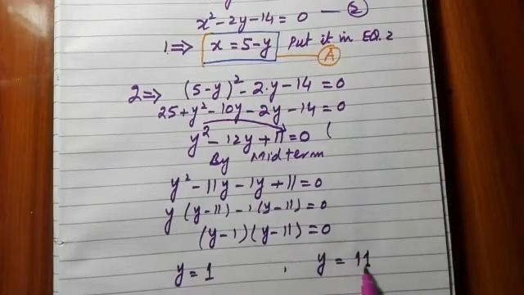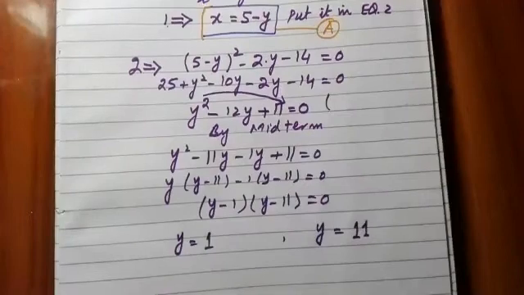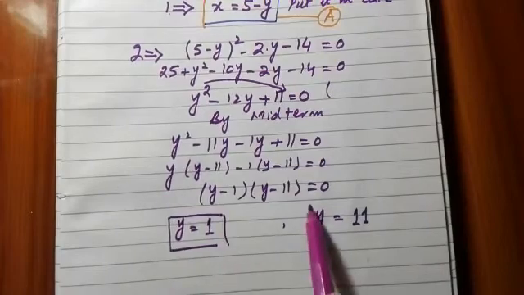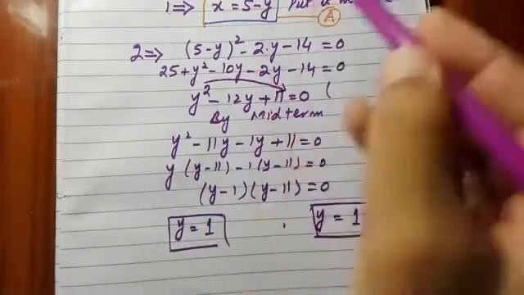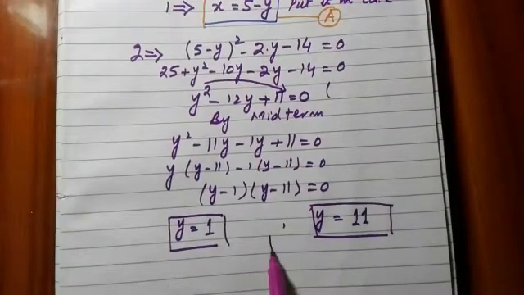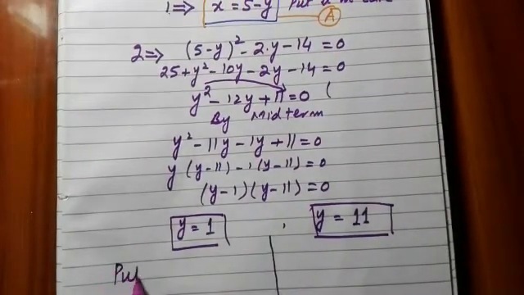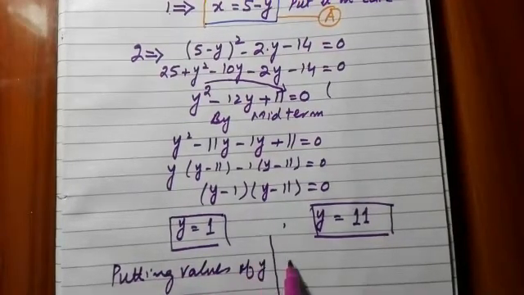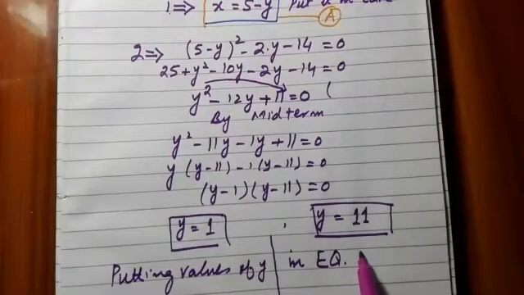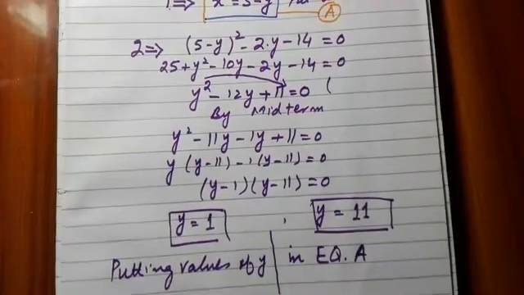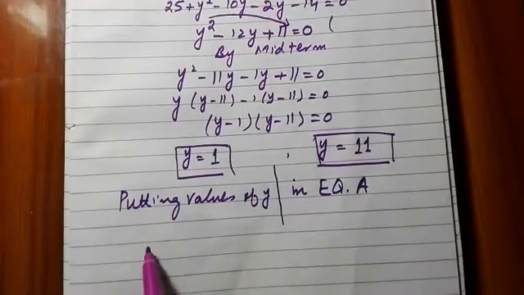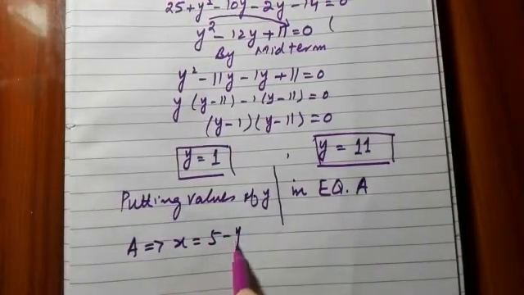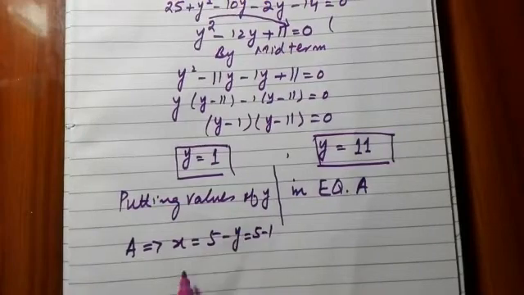So we have calculated two values of y. What else do we have to do? We will substitute these values of y in equation number a, which we have just placed above. This will generate two values of x. Putting the values of y in equation number a, it will become: a implies that x equals 5 minus y. Substitute the value of y you have just calculated, and it will generate 4.